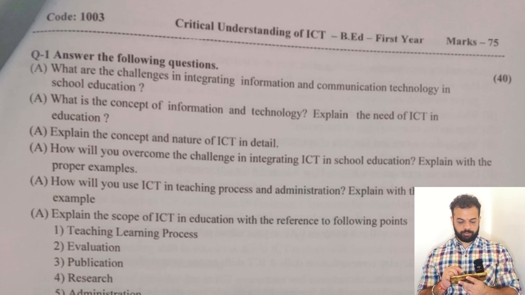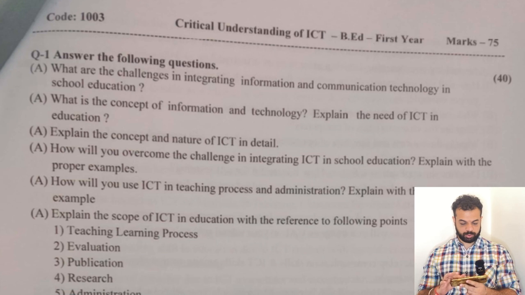Explain the scope of ICT in education with the reference to following points. There are 5 points. Let me just tell you. You have to explain the scope of ICT with these given points: teaching learning process, evaluation, publication, research, and administration. These are the 5 points which are given. You have to write the scope with this.